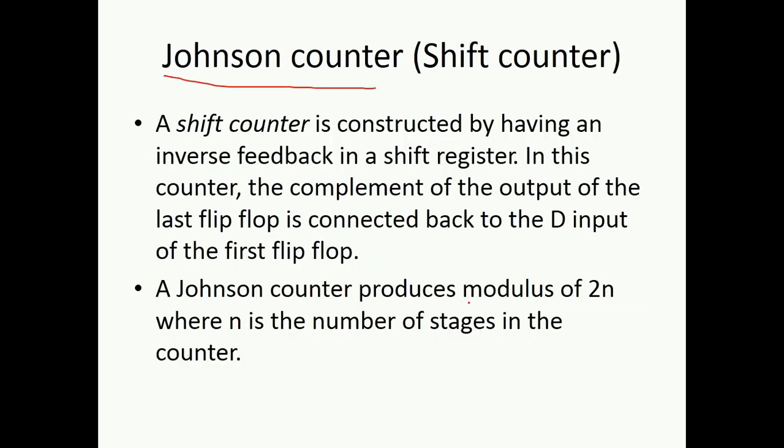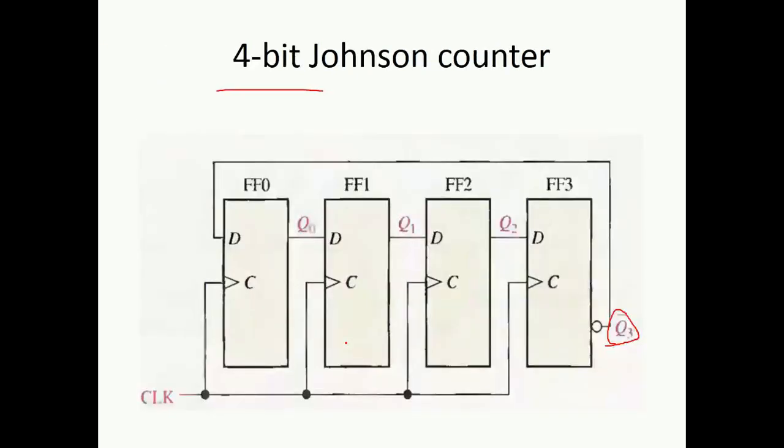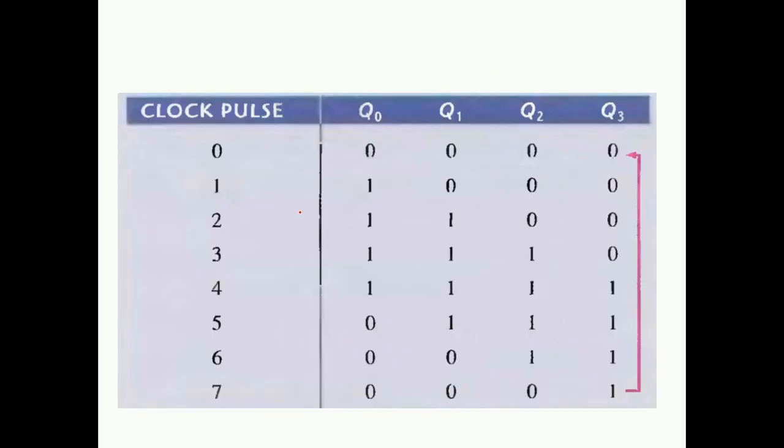Now, there is a very important point in the case of Johnson counter, which is modulus. So what is the modulus of a Johnson counter? It is 2n, where n is the number of stages in the counter. For example, if we have 4-bit Johnson counter, it is going to have the modulus of total 8, that is 0 to 7. So 2 into 4 is 8, 8 means 0 to 7.